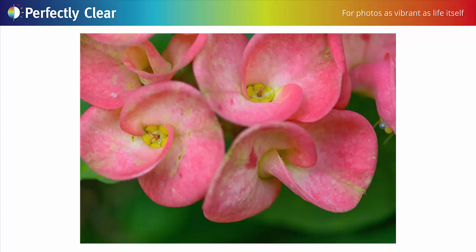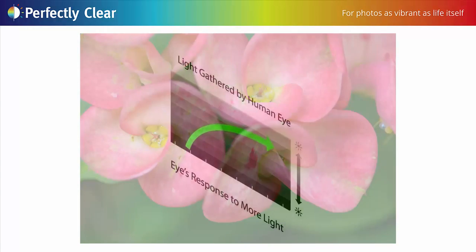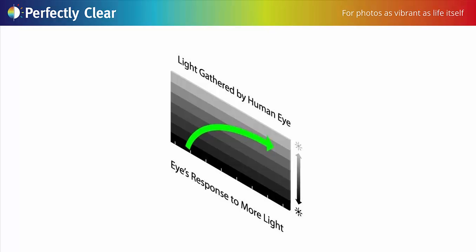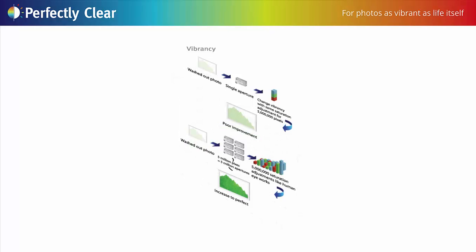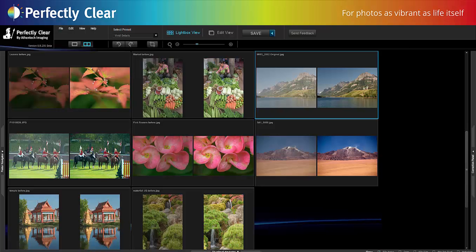Perfectly Clear takes a different tack by looking at each channel individually. This enables us to better approximate how the eye adjusts saturation differently in different parts of the photo. Our patented process models the eye's logarithmic response to light on a pixel-by-pixel basis. This is why we get stunning vibrancy corrections and maintain the original colors that you remember.